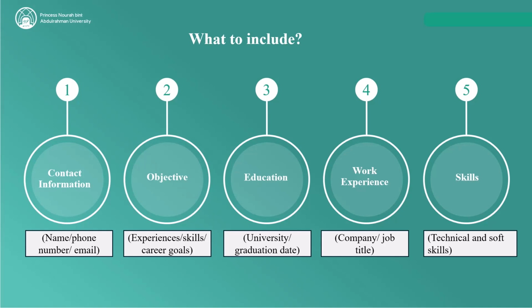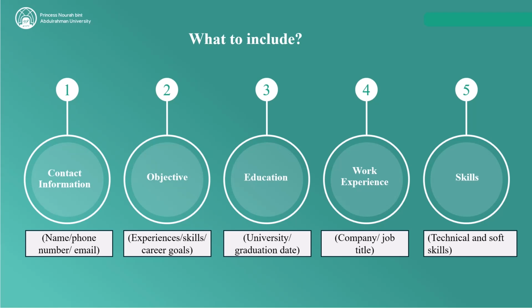So, what to include in a CV? Your CV should have these main sections. First, your contact information. Here you can write your full name, your phone number, and email address. And then we have professional summary or objective. This is like a short paragraph about your skills and career goals. And then we have education. Here you can include the name of your university, your degree, and the year you finished or expect to finish.